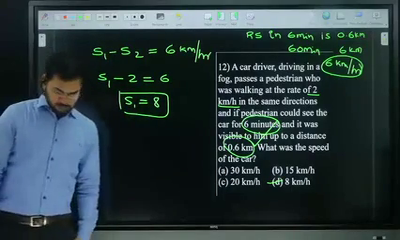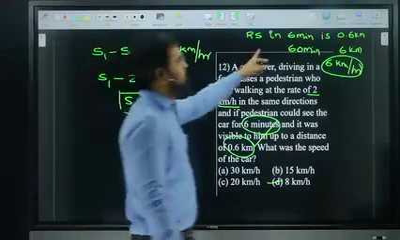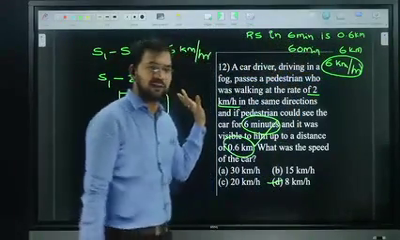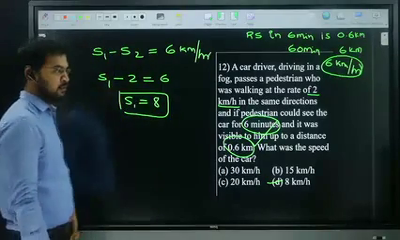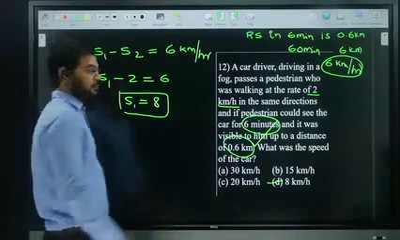This one is very, very important. Only if you understand this can you get the answer. Shall I go for the next question?